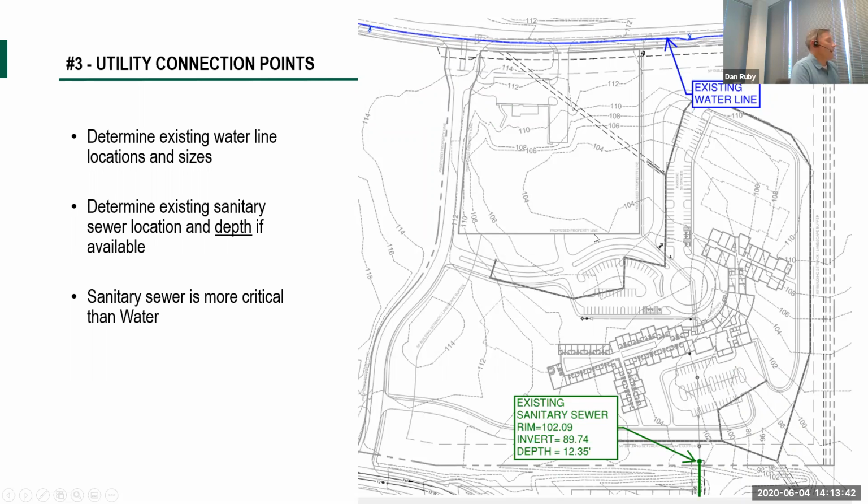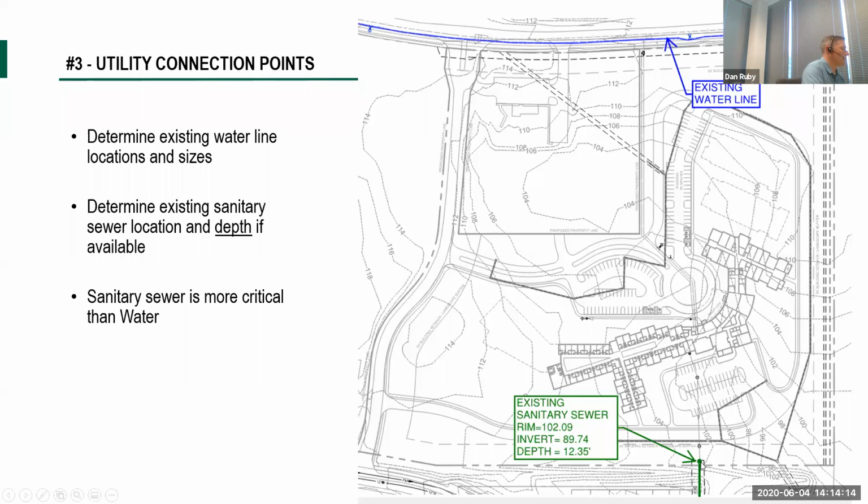Next, we want to take a look at the utility connection. So the two major ones that we consider are the water line and the sanitary sewer. So on this example, the water line is coming across here on the north side of the site, and the sanitary sewer, similarly to the stormwater, as a master planned development, again, has a particular location where that pipe has been stubbed to serve our site.